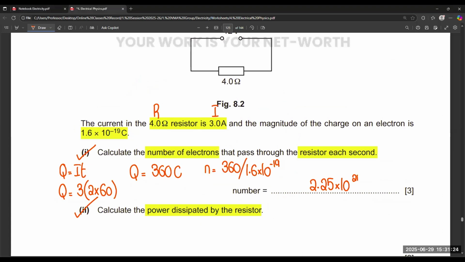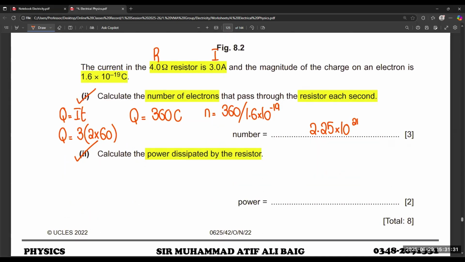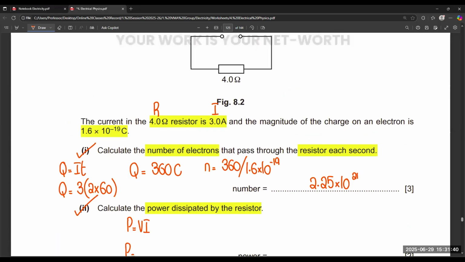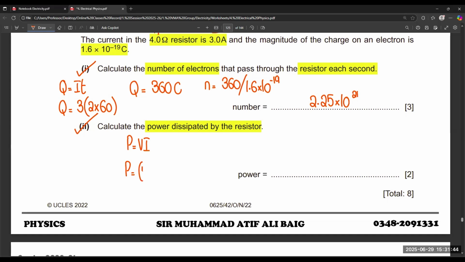So we have a value of electric current given, we have voltage given also. So we can apply the simple formula P equals VI, and the voltage equals 12, and the value of current 3 ampere, so 36 watt.